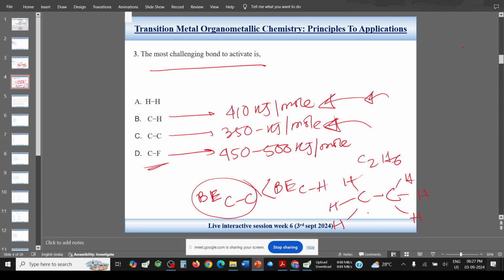Also, you can see that to one C-C bond there are 6 C-H bonds. So the number of C-H bonds is more compared to the C-C bond. So in spite of having less bond energy, it is difficult to activate the C-C bond. Is this clear? Yes, sir. Okay.